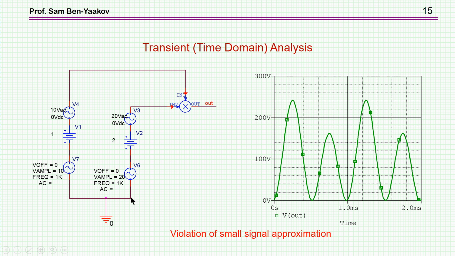And the answer is no. Because we have here 10 volts, 20 volts, 1 volt, and 2 volts DC. This is not a small signal situation. This is a large signal. And in fact, if I run it now in the transient analysis, time domain analysis, I'll invoke these two. The DC is the same, but I'm replacing the AC with the sinusoidal time domain sources. Here is what I'm getting.